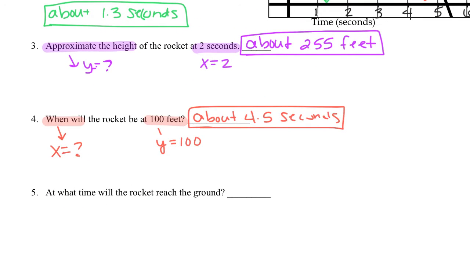Number 5, at what time will the rocket reach the ground? So this one can be tricky only because of this reaching the ground. Sometimes we feel like I don't give you enough information. Well, think about what ground level is. Ground level is when your height is 0. So I'm telling you that y is actually 0, and I want to know at what time. So that means, well, what's x? How long does it take to actually have this rocket reach the ground?